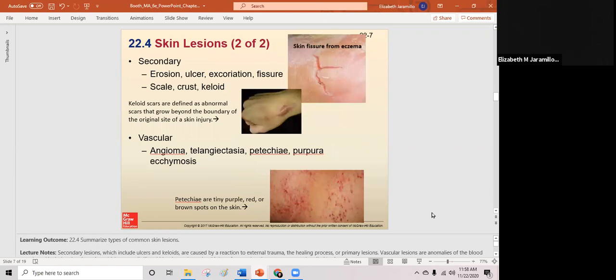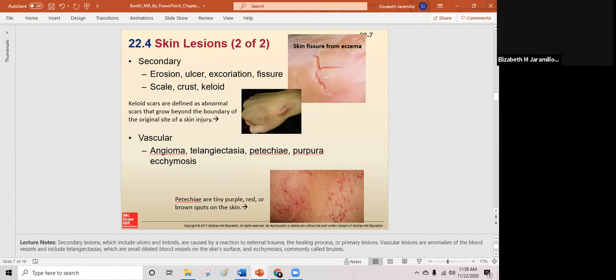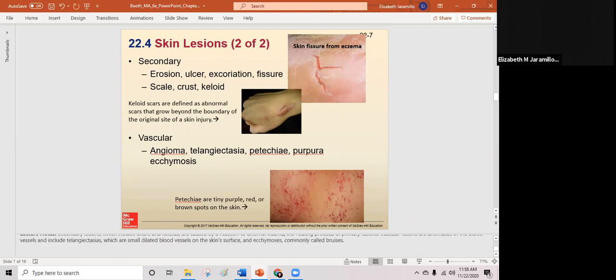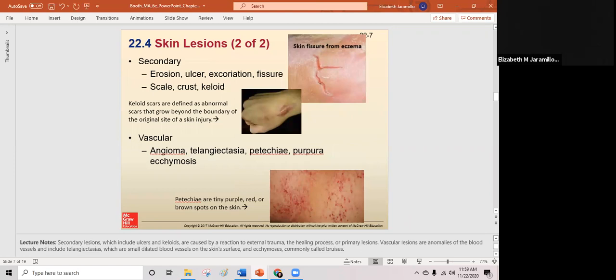Then you have your secondary lesions, okay? Secondary lesions, which include ulcers and keloids, are caused by a reaction to external trauma, the healing process, or primary lesions. Vascular lesions are anomalies of the blood vessels and include telangiectasis, that's hard to say, which are small dilated blood vessels on the skin surface, and ecchymosis, commonly called bruises.